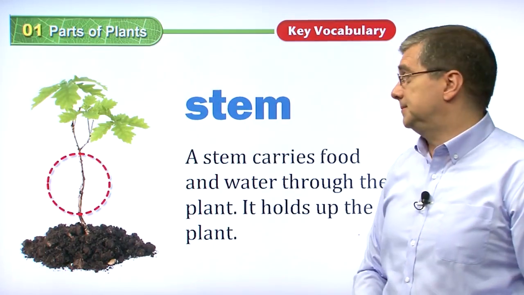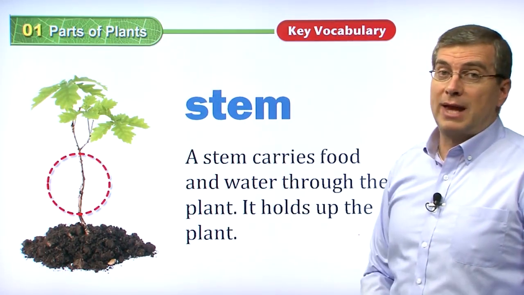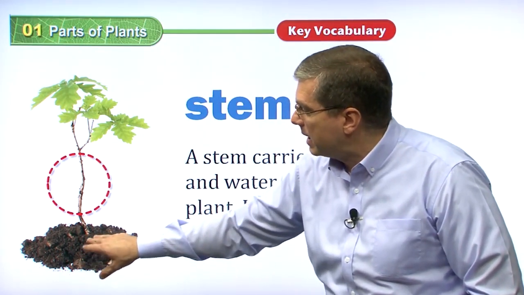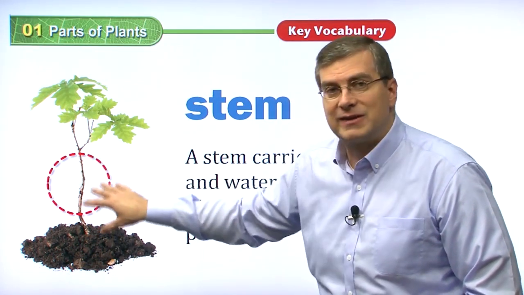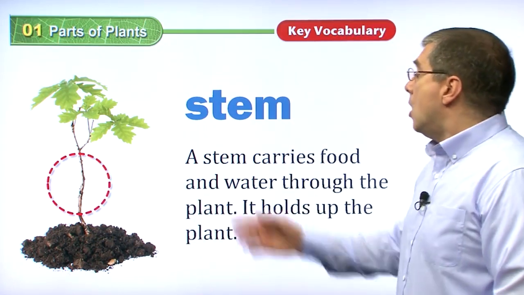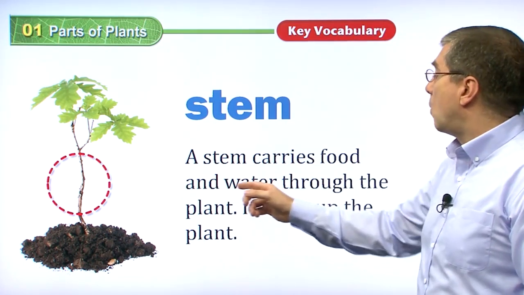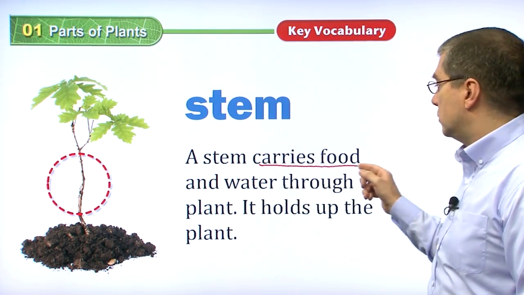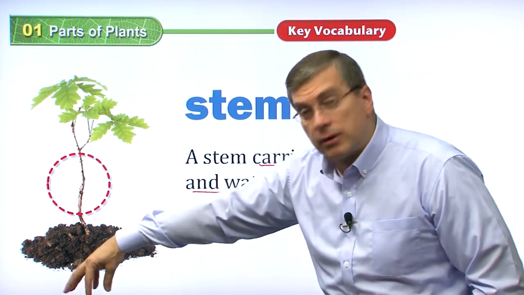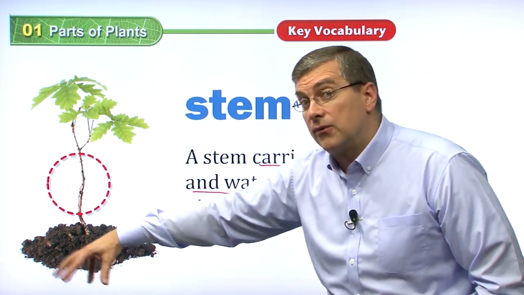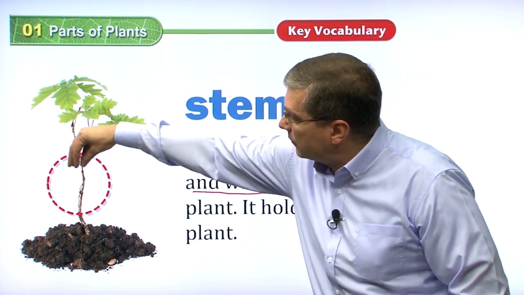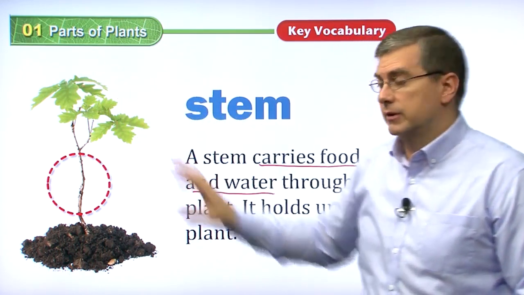Okay, let's move on. Let's talk about the next part of the plant, which is the stem. Okay, we started at the bottom, the roots we can't see, but now we're coming up and we can see the stem is here. What does the stem do for the plant? A stem carries food and water. So it carries food and water through the plant. So the roots down here, they're taking in water, they're also taking in food from the dirt, from the soil, and the stem carries that food up, right, to the leaves, okay?